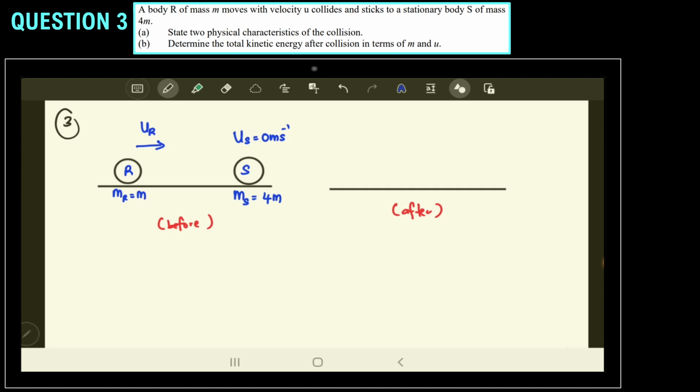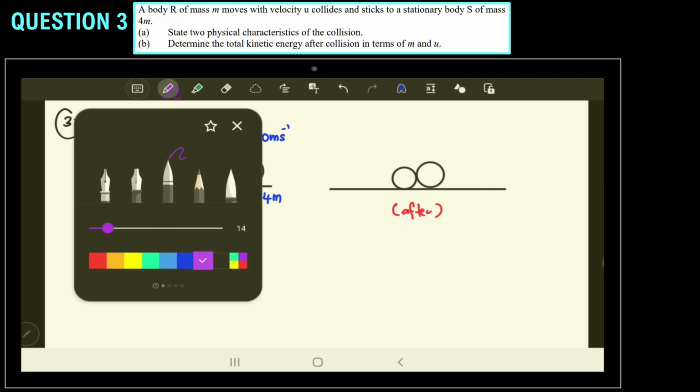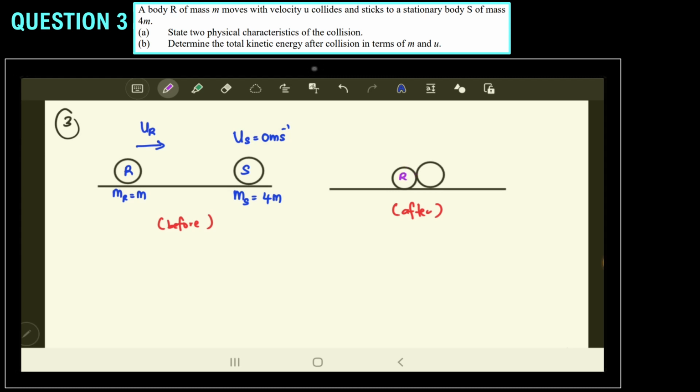So the condition after collisions state that R and S sticks together. So we have R and we have S. Okay, cool. So this is R and this is S, and they stick together, and obviously they move with same speed of V. Okay, alright, so now question A, state two physical characteristics of this collision.